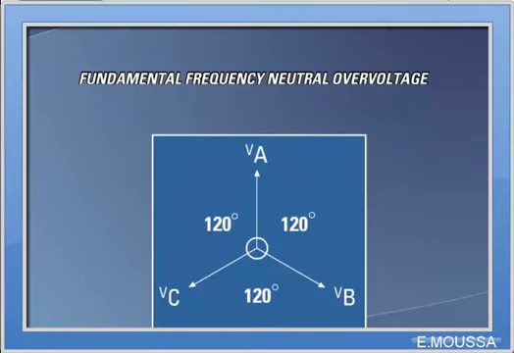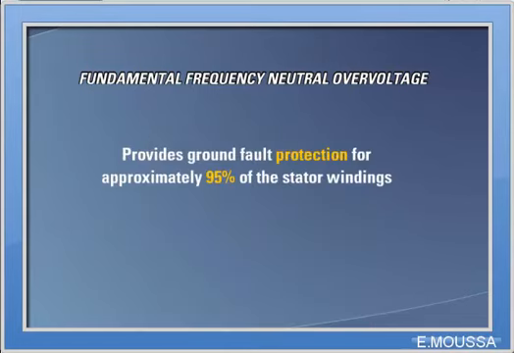On a healthy three-phase power system, there is no or very little neutral voltage, since all three phases are at 120 degrees to one another. However, once a ground fault occurs, this balance is upset and a neutral voltage is produced. The neutral overvoltage function responds to fundamental frequency voltage at the generator neutral. It provides ground fault protection for approximately 95% of the stator windings.